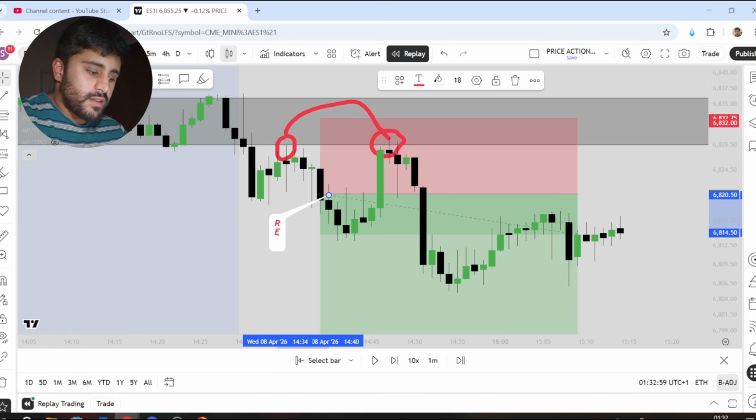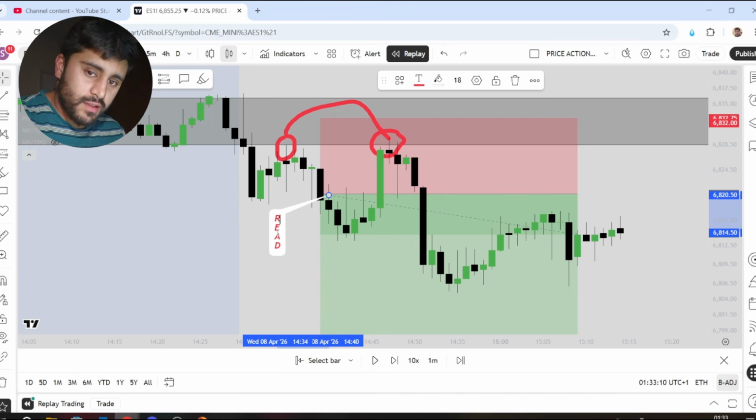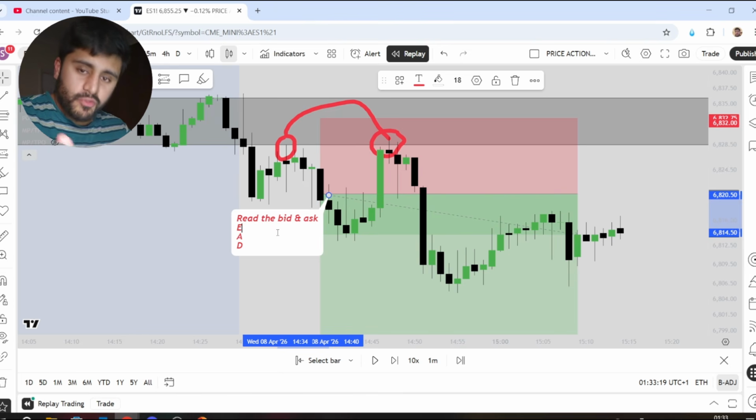So READ. Just remember the word read. You want to read price action. If you want to trade the price action, you first have to read it and understand it. There's a framework for understanding it, and then you want to execute based on what you've read. Simple as that. So first you want to read the bid and ask. That's from the footprint charts.